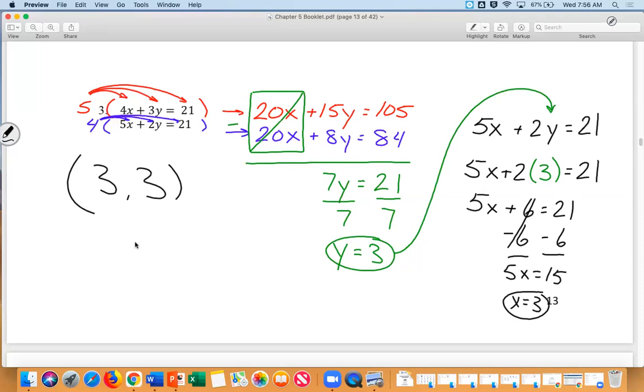And Neve, I could check that, right? If you're questioning it, you could check it. 3 goes in for x. 4 times 3 is 12. 3 times 3 is 9. 12 plus 9 is 21. Looks like I did it right. Do you guys see that? You see how it was building each time, trying to get rid of the variables?